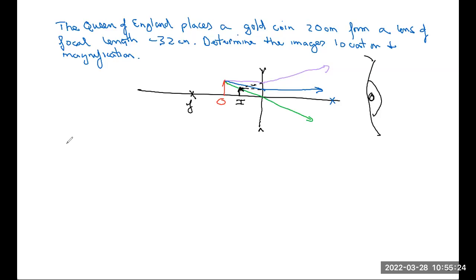So now let's go ahead and we'll do the calculation. And there's two things to calculate here. The first part is the position, the image position. Then the second part will be the magnification.